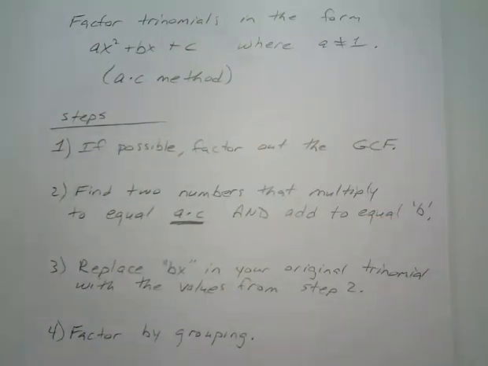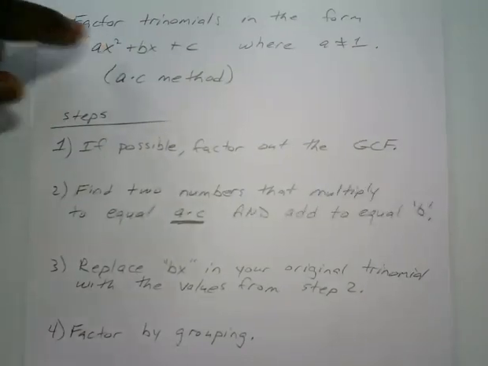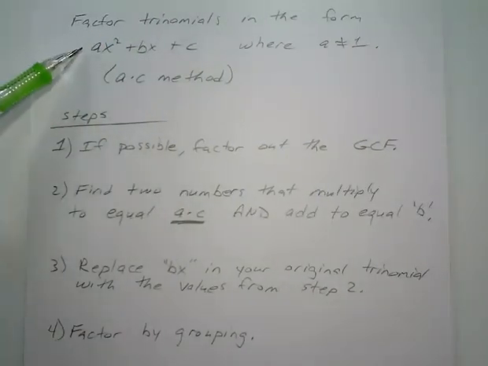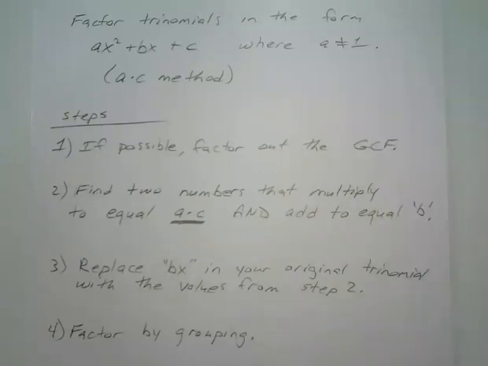Hello everyone. This video will be going over factoring trinomials in the form of ax squared plus bx plus c. The last video just had the form x squared plus bx plus c, but this time we're going to factor whenever there's a value in front of the x squared, and that's when the a is not equal to 1. We call that the a times c method.